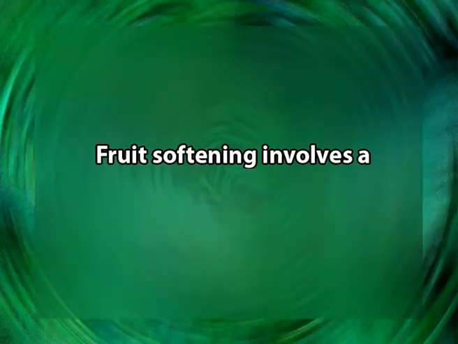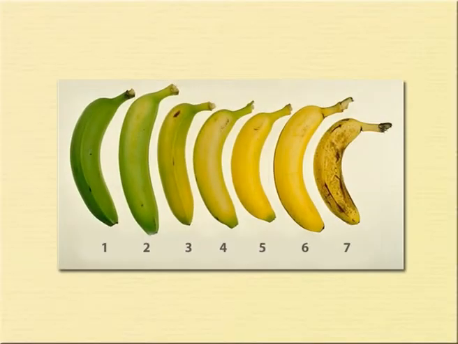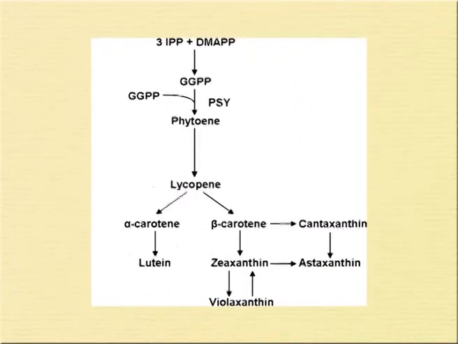Fruit softening involves a partial breakdown of the cell wall. Several enzymes are known to be involved in this process. Polygalacturonase hydrolyzes bonds in pectins. The gene for this enzyme is ethylene inducible. Changes in fruit color involve changes in the expression of pigment biosynthetic genes. The major pigment in tomato is a carotenoid. The first committed step in carotenoid biosynthesis is catalyzed by phytoene synthase, and the gene for this enzyme is induced by ethylene.